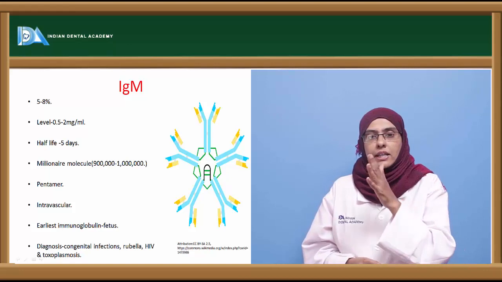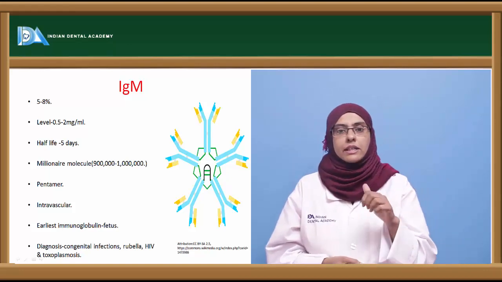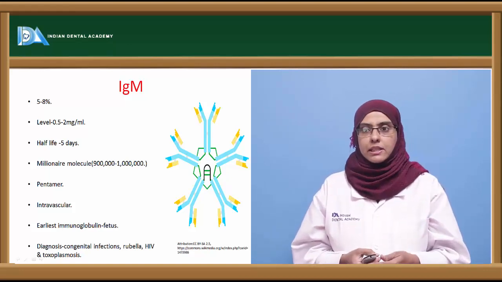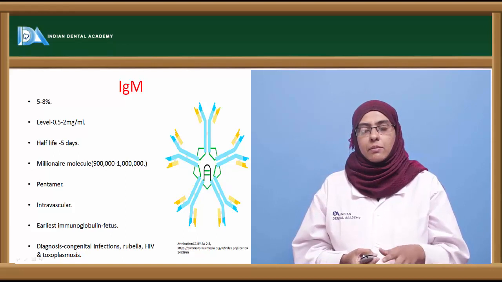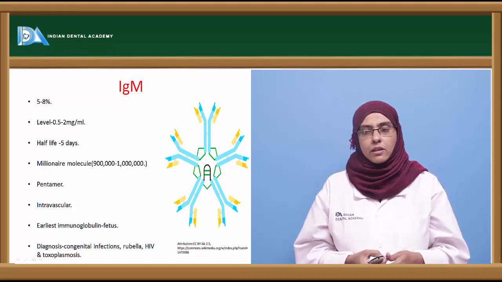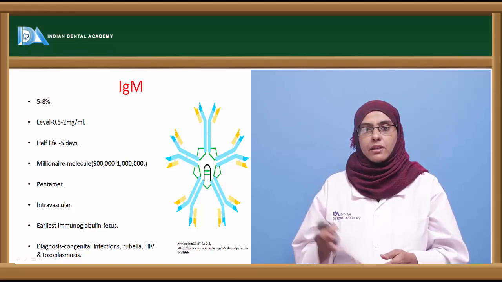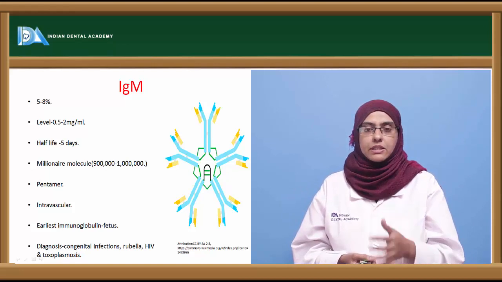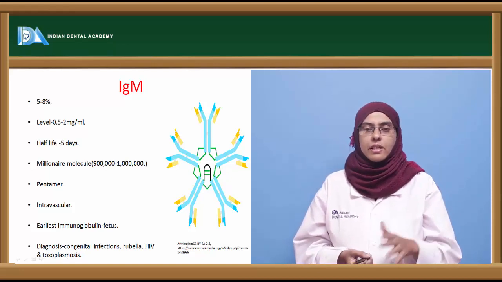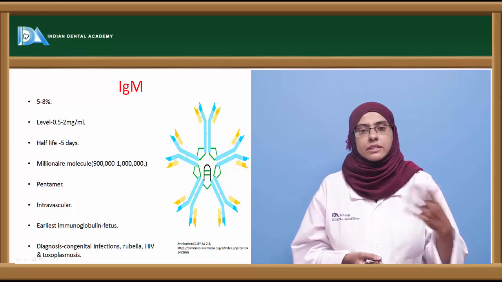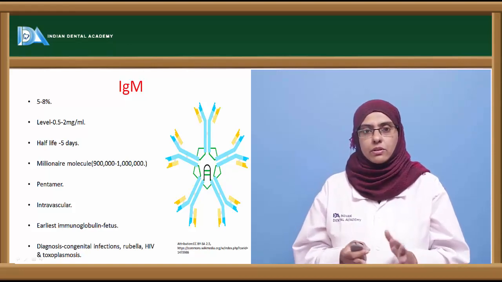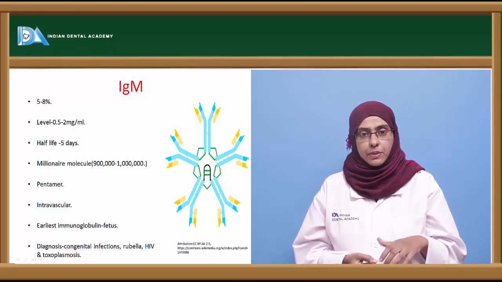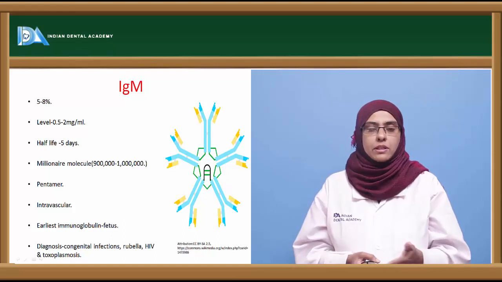So the presence of the IgM antibody in the serum indicates a recent infection in the human body, and it is called a millionaire component because it is about 900,000 to 1,000,000 daltons, and it is a pentamer having 5 antibodies joined together by a J chain. It can be seen only in the intravascular component, whereas the IgG molecule can be seen both extravascular and intravascular. IgM is the earliest immunoglobulin that is produced in the fetus after the fetus develops its immune system.